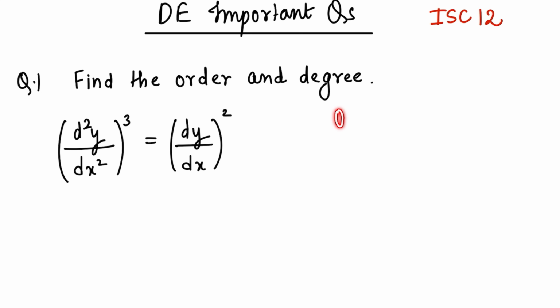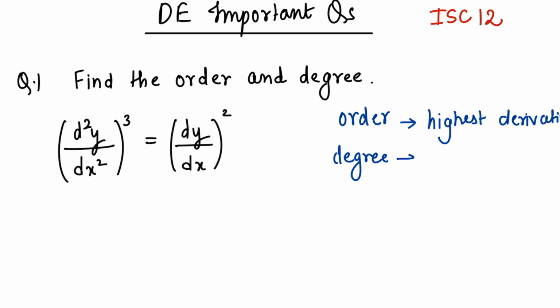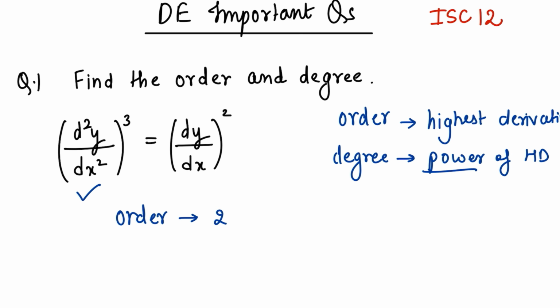So whenever you have to find the order and the degree, order means the highest derivative, and degree means the power of the highest derivative. If I look at this equation, the highest derivative is d2y by dx square. That means your order is 2. And the degree is the power of the highest derivative. So the power of this highest derivative is 3. Here the answer will be 3.